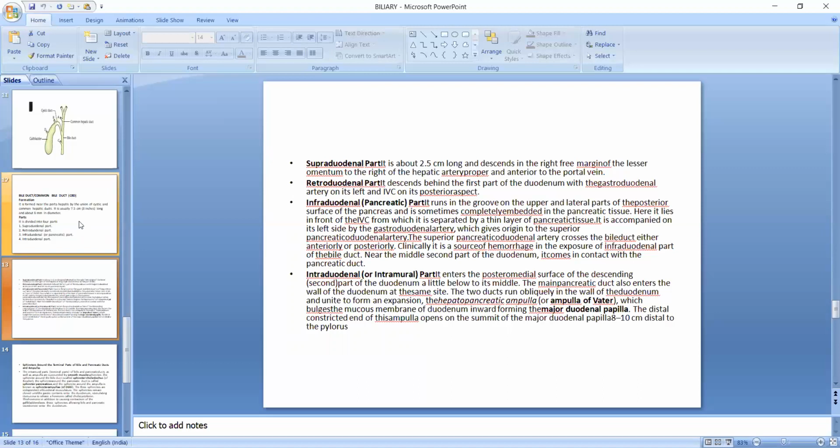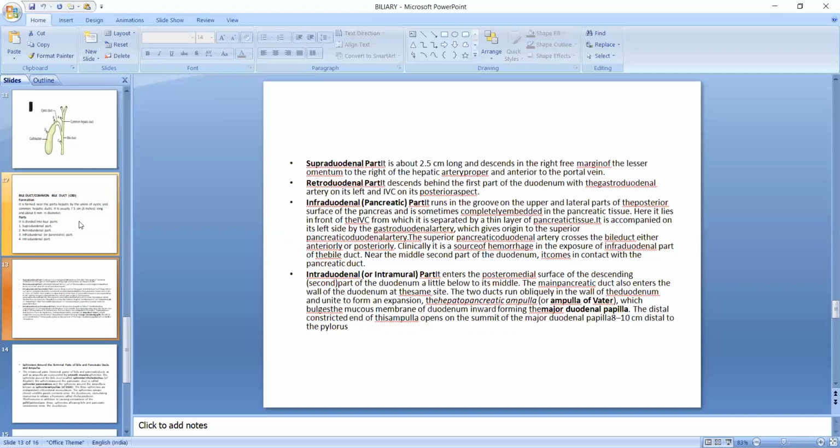Infraduodenal part means pancreatic part. It runs in the groove on the upper and lateral parts of the posterior surface of the pancreas and is sometimes completely embedded in the pancreatic tissue. Here it lies in front of the inferior vena cava, from which it is separated by a thin layer of pancreatic tissue. It is accompanied on the left side by the gastroduodenal artery, which gives origin to the superior pancreaticoduodenal artery.